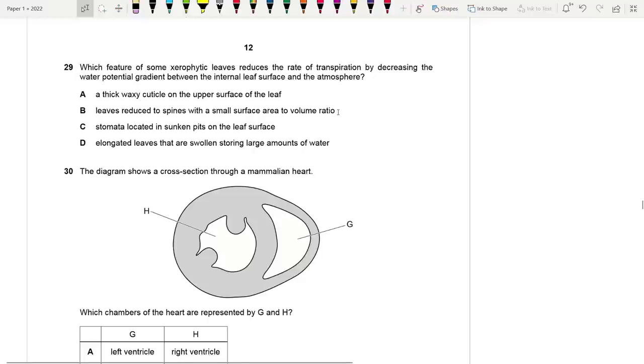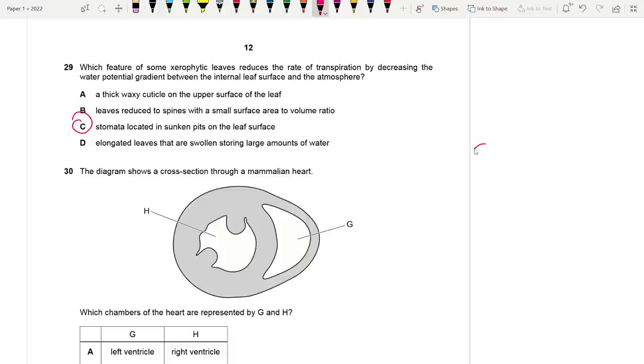For 29, which feature of some xerophytic leaves reduces the rate of transpiration by decreasing the water potential gradient between the internal leaf surface and atmosphere? So 29A isn't correct. There's no change in the gradient due to the waxy layer. Leaves reduced to spines with a small surface area to volume ratio has no effect on the gradient. It just reduces the surface area to volume ratio, so less diffusion occurs.